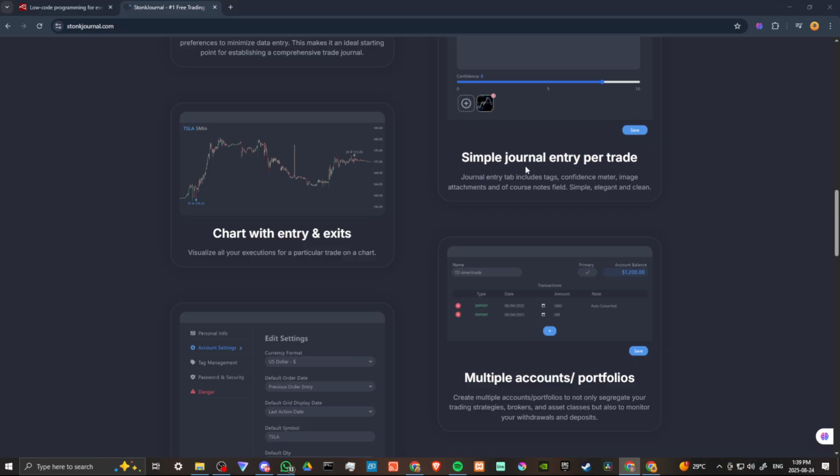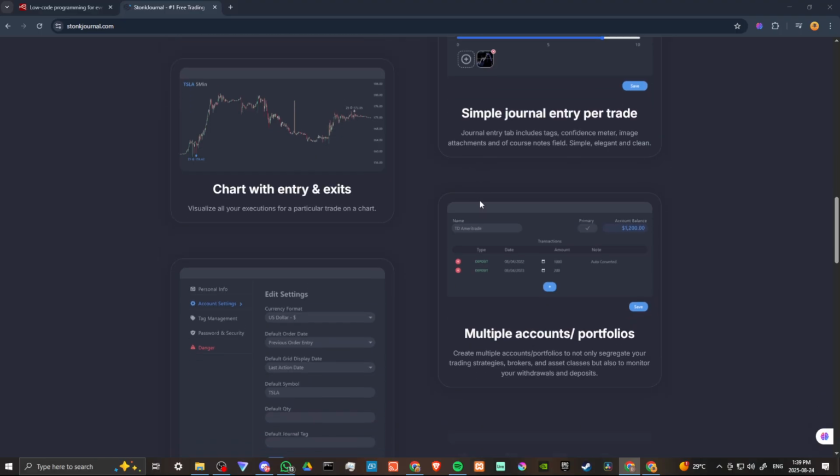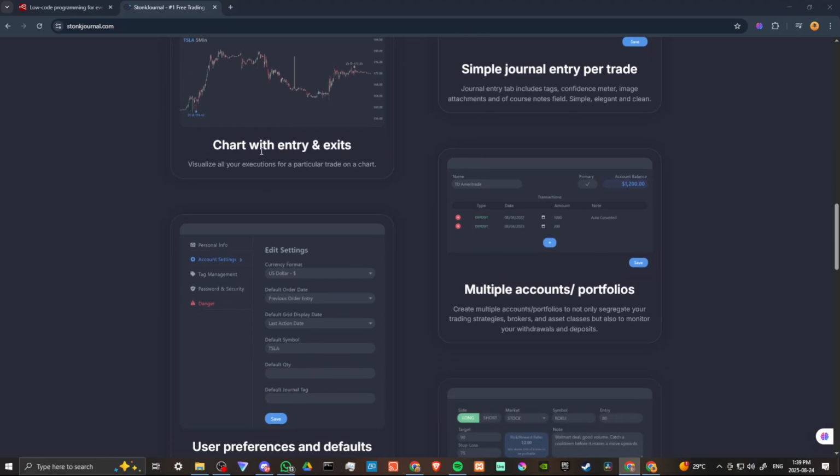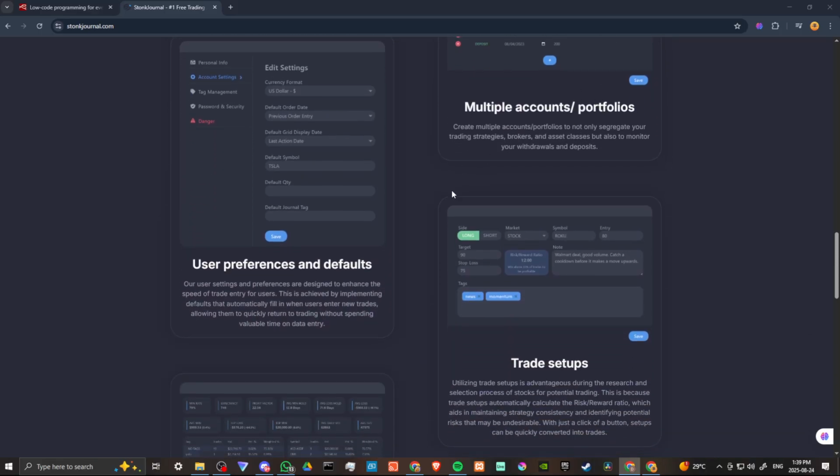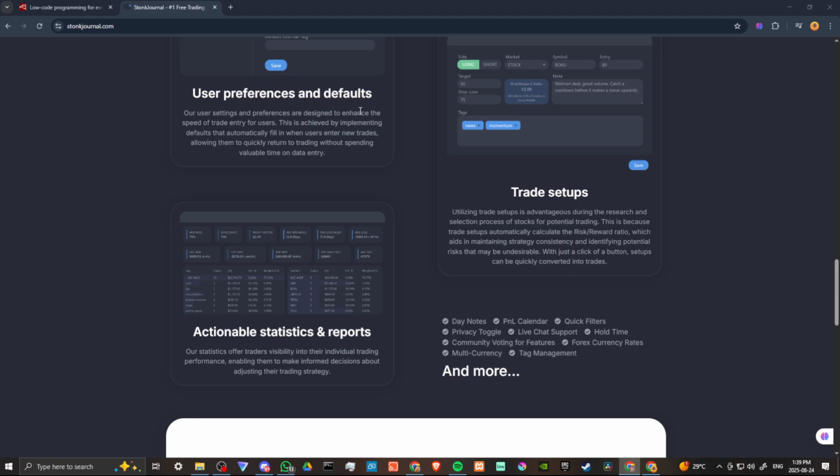Simple journal entry per trade. Journal entry tab includes tags, confidence meter, image attachments, and of course notes fields. It's simple, elegant, and clean. Has charts with entry and exits, multiple accounts and portfolios that you can add, user preference and defaults.